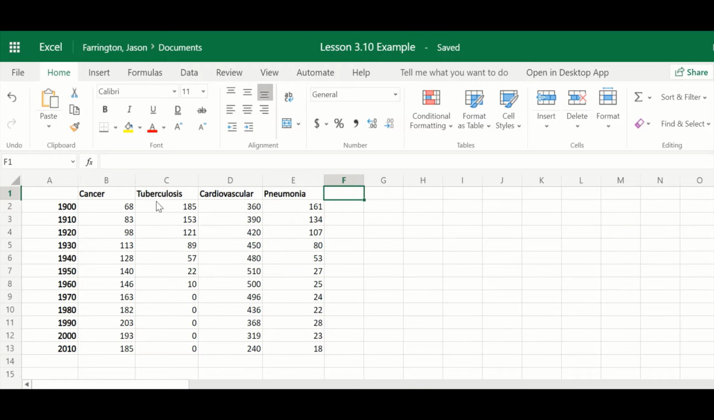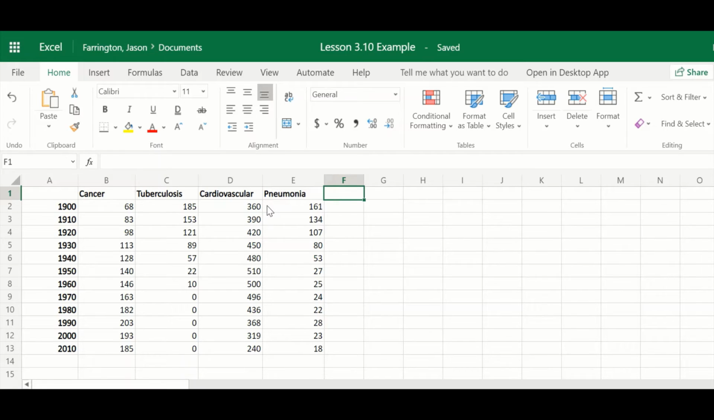We can see that cancer started off with a death rate of 68. It was the lowest among these 4 diseases, and has risen since then. It got to a peak of 203 deaths per 100,000 in 1990, and it's come down slightly since then, but is still higher than the 1980 death rates. So cancer has been on the rise for most of this time period. Tuberculosis, on the other hand, was the second leading cause of death from among these diseases in 1900, with 185 deaths per 100,000. But those numbers came down dramatically for tuberculosis, to the point that since 1970, the death rate has been at 0 deaths per 100,000.